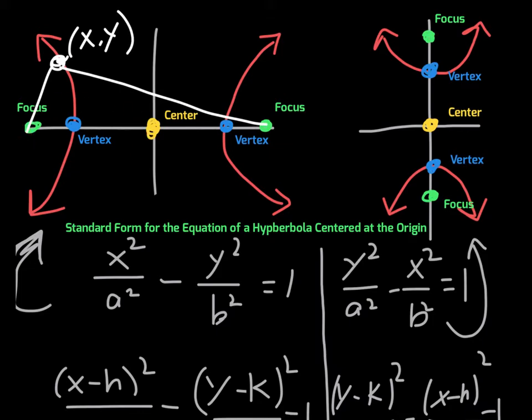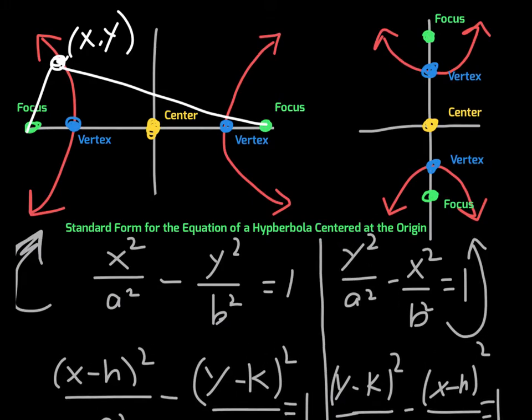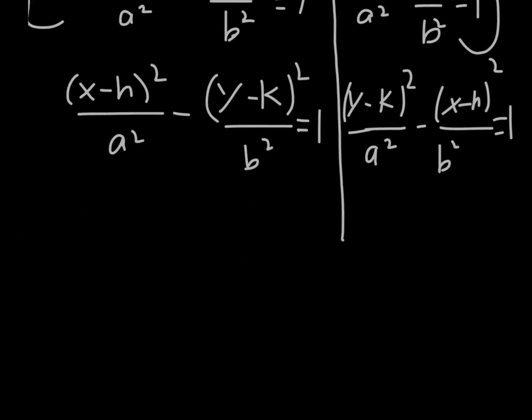Same thing over here, everybody. For this hyperbola opening up and down, the distance from the center to the vertex is A. C is going to tell you the distance from the center to the focus. So let me tell you how to find C. This is how you find C. C squared is equal to A squared plus B squared.